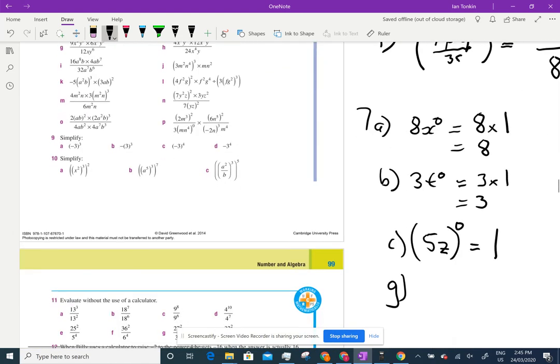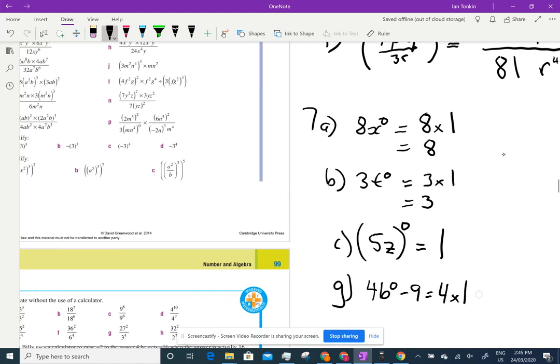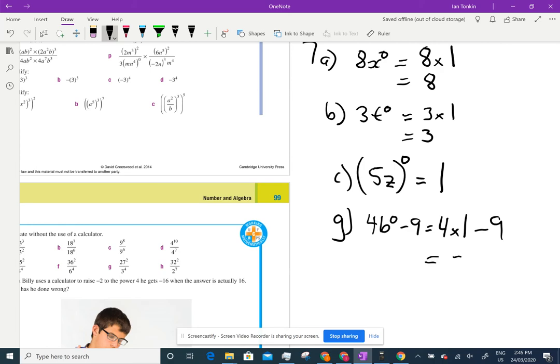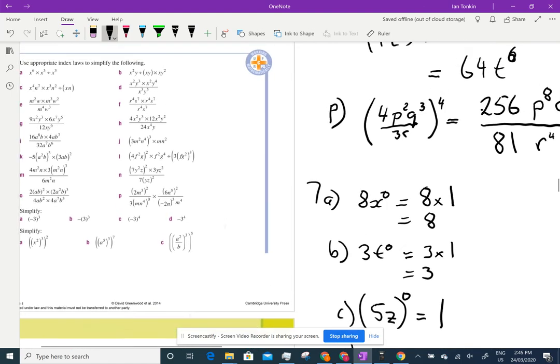G, 4b to the 0 minus 9. Well, the 4's got nothing to do with it. B to the 0 is 1, and minus 9. Well, 4 times 1 is 4. 4 minus 9 is negative 5. And we'll just check there. Beautiful. So you should have no worries doing those ones.